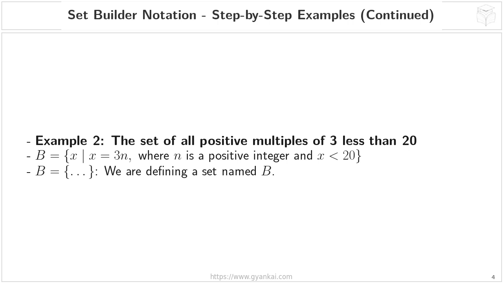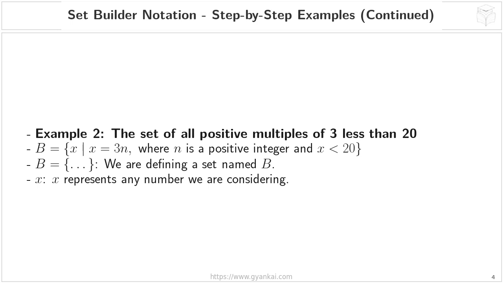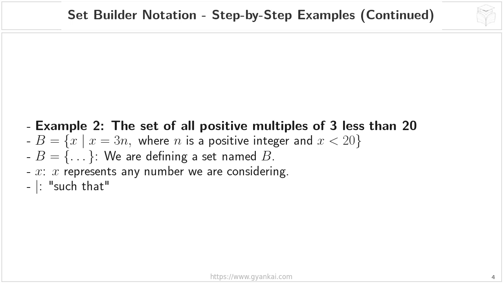We have B equals open curly brace, x such that, close curly brace. Remember, the B equals open curly brace part simply means we are defining a set, and we're naming it B. Now, x represents a general element of the set. Think of it as a placeholder. It stands for any number that might be in our set. Then we have the vertical bar symbol, that's read as "such that."